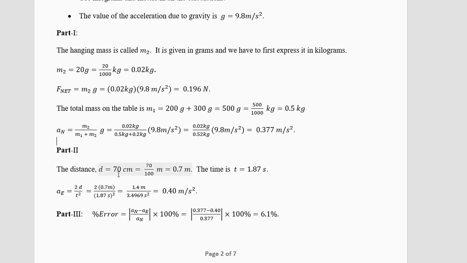Now the distance d is 70 centimeters, given in the question. Divide by 100, you will get 0.7 meters. The time is 1.87 seconds. This is small t for time. Now calculate the acceleration from the distance and the time using the formula AE equals 2d by t squared. 2 into 0.7 divided by 1.87 squared, you will get 0.4 meters per second squared.